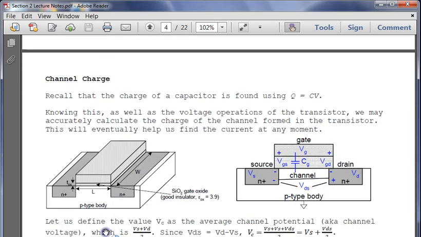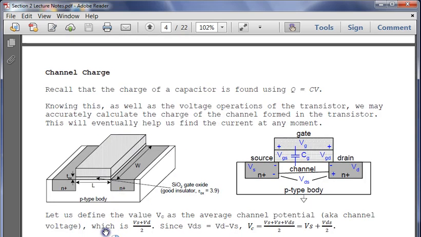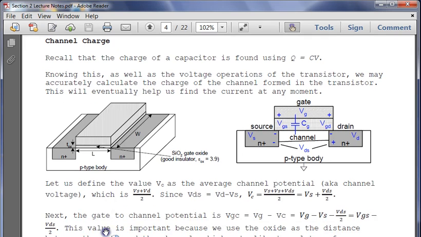Okay, so we're going to discuss this concept of channel charge. Recall the charge of capacitance. I've already gone over this a little bit, but the important detail is we're going to find the average channel potential, and the difference between source and drain. So this is the channel potential, the voltage difference between here and here.